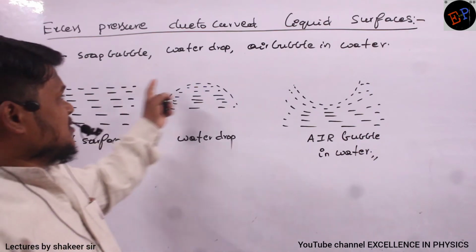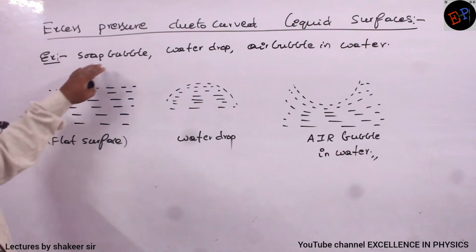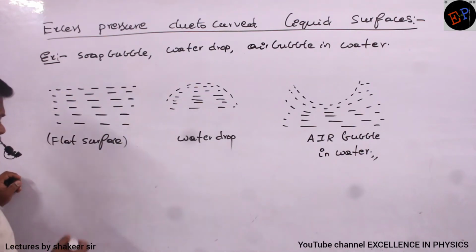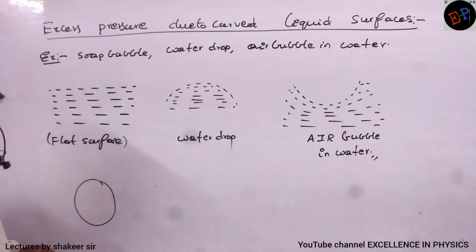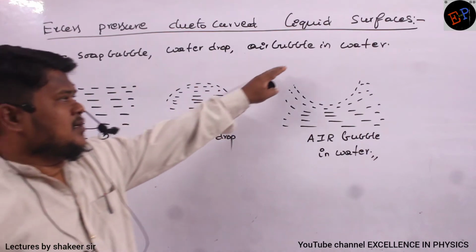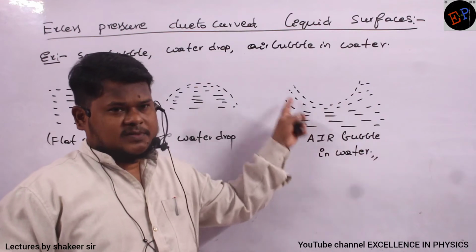So, excess pressure due to curved liquid surfaces. Okay, see, my example is a soap bubble. This is a soap bubble, no ma? And this is a curved surface only, no? Okay, a water drop is a curved surface. Similarly, air bubbles will be formed inside water, no ma? So that is also a curved surface.